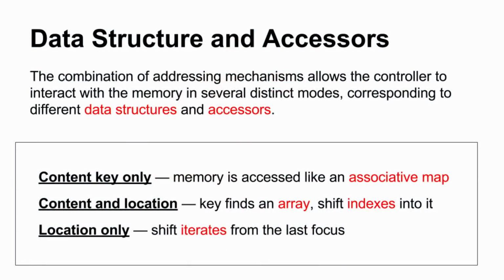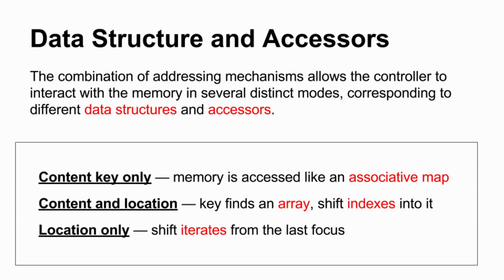So anyway, I think this somewhat answers the question earlier about what's the point of having these different mechanisms. The combination of address mechanisms gives you different modes for interacting with the memory. In computer programming terms, you can think about these as corresponding to different data structures and accessors. This is a little bit like STL terminology. If you're just using a key-based, associative lookup, then the memory is really like a map. You've got a key and a value. In this case, it's even simpler, because the key and the value are the same.